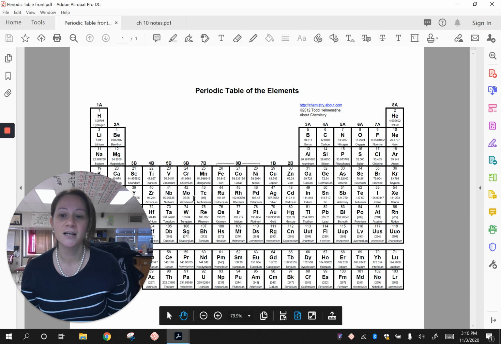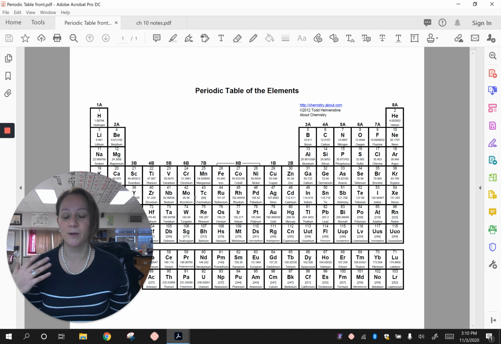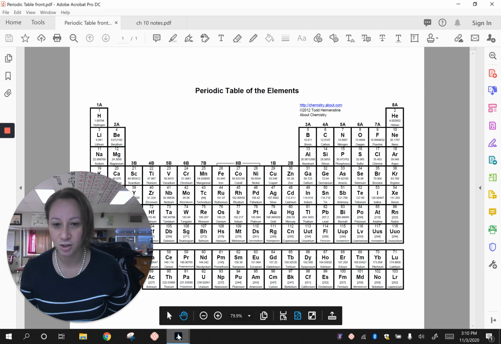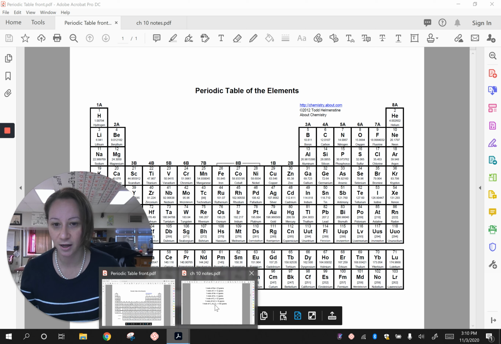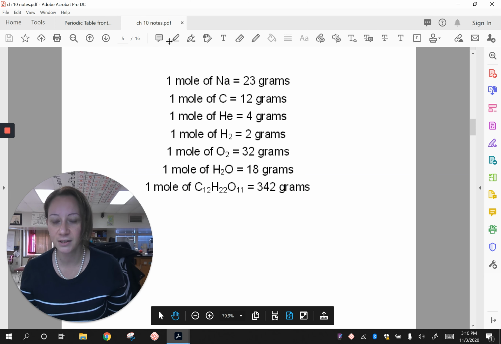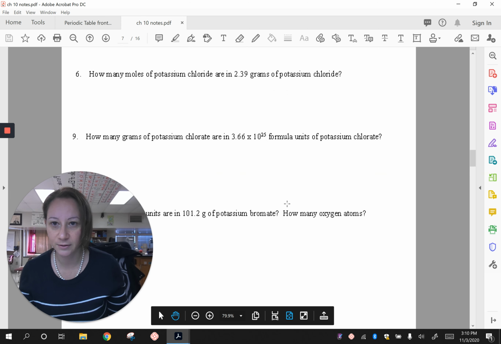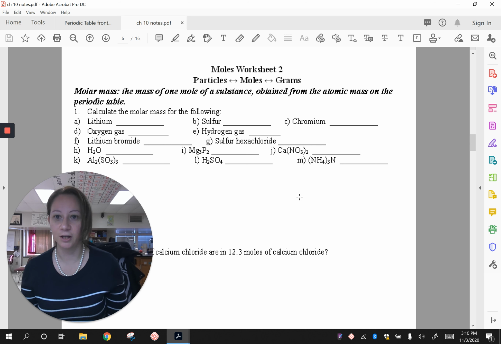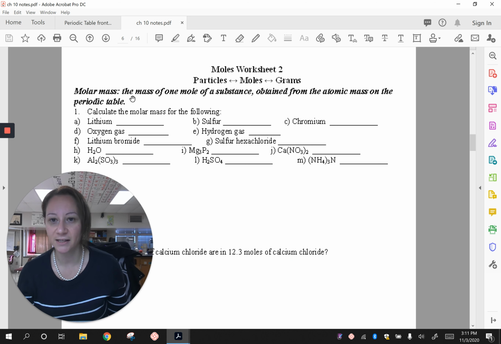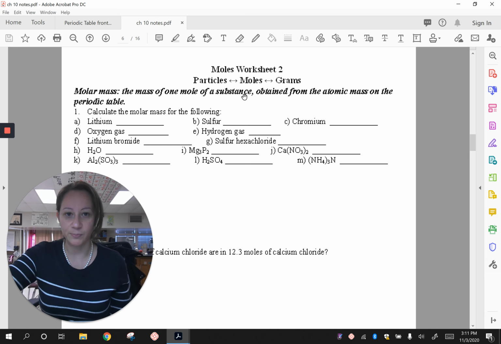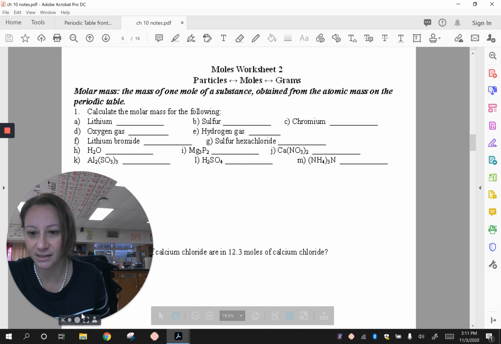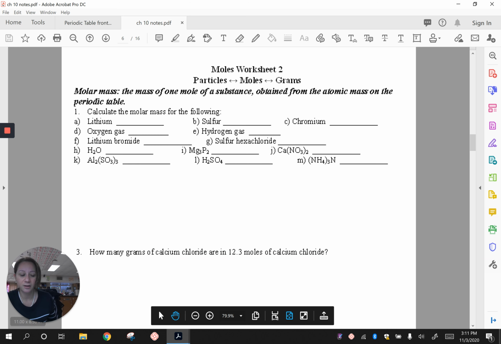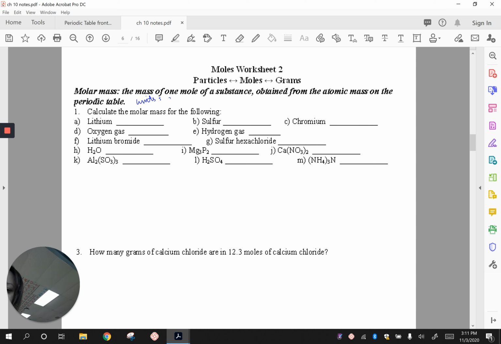The atomic mass is the mass of one atom in AMU or the mass of one mole in grams. So let's take a look at worksheet 2 together. And the molar mass, again, is the mass of 1 mole of a substance, and it's obtained from the atomic mass that's on the periodic table. The units for a molar mass are grams per mole.